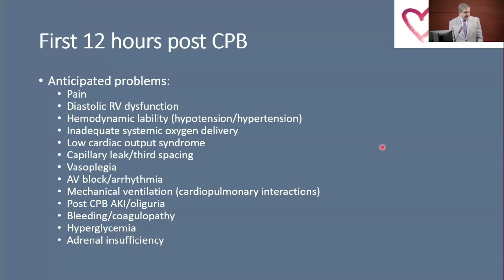Definitely some expected hemodynamic lability, inadequate systemic oxygen delivery, and the low cardiac output syndrome needs to be taken into consideration. Capillary leak, third spacing, vasoplegia, blocks or arrhythmias if they occur. And then, again, in the initial phase these patients will be intubated, and therefore there will be some significant cardiopulmonary interactions that would affect the RV preloading and the afterload to the RV.